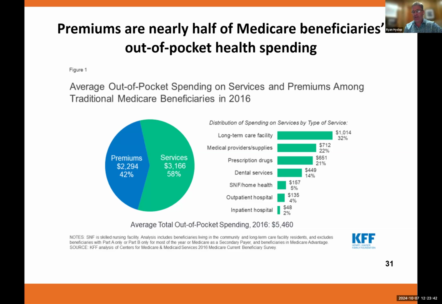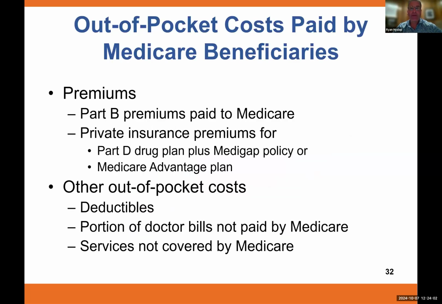Services account for roughly 60% of what comes out of the pocket of a Medicare beneficiary, whereas premiums are only about 40%. So everyone gets worried about all this money they're going to pay for premiums, deductibles, all these other things, but it's services that tend to be the most. And that's why it's really important to understand what your policy covers and doesn't cover, and to make sure that it's covering the right things.